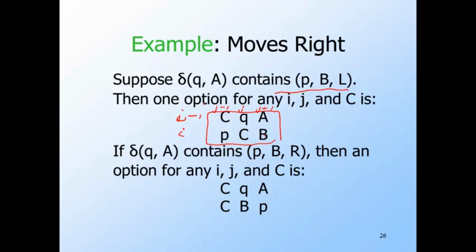Similarly, if the move is to the right, that is something like that, then the 6 values are the ones we must enforce for the variables in this rectangle. And those, well, the C doesn't change at all. The state Q becomes P and it moves to the right. So it's here, and then the A got replaced by B, and the B appears over here.